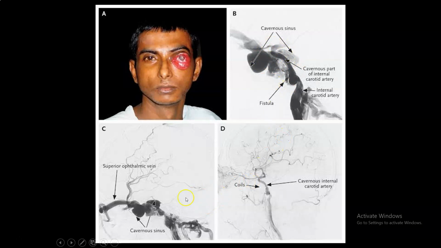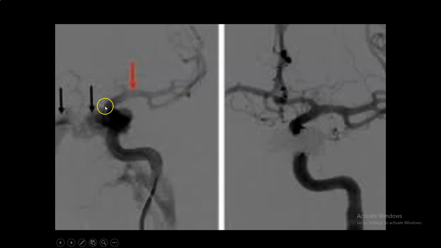And here, after the coiling, you preserve the intercavernous carotid artery, and the fistula is closed with the coils. Another view. Here is the fistula, and here, after coiling.